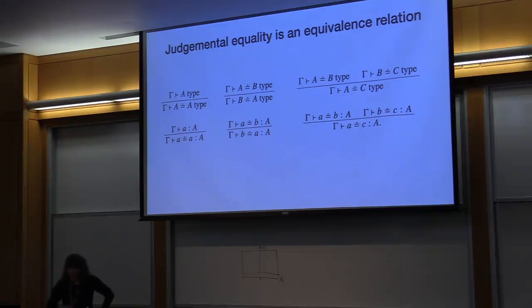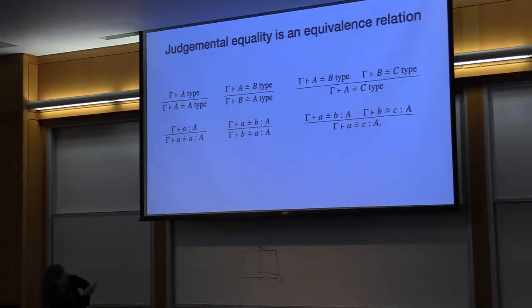So how many mathematicians do we have? Who is a mathematician? Okay. Who knows what an equivalence relation is? Everybody, good. You don't have to be a mathematician to know this. Okay. So an equivalence relation means it's reflexive, symmetric, and transitive. Okay. So let's see how this translates.